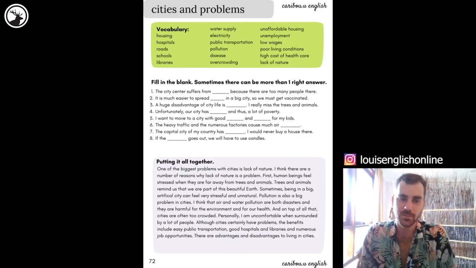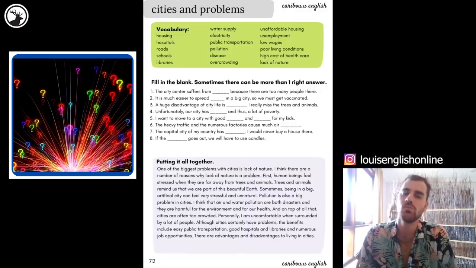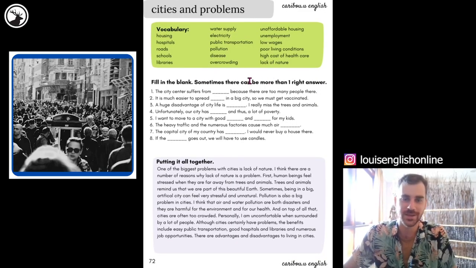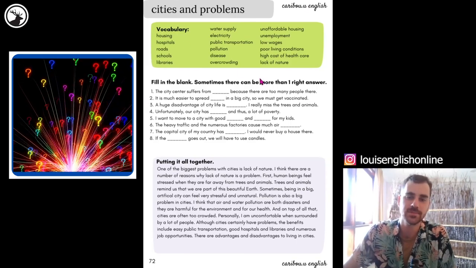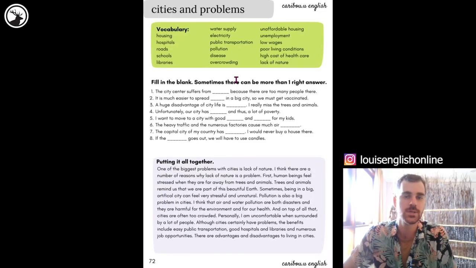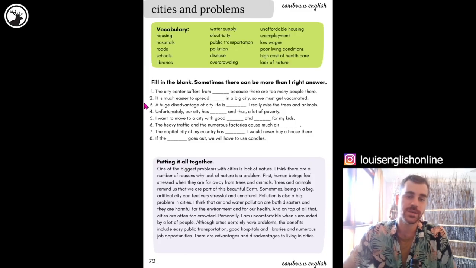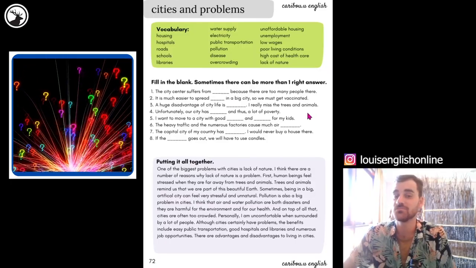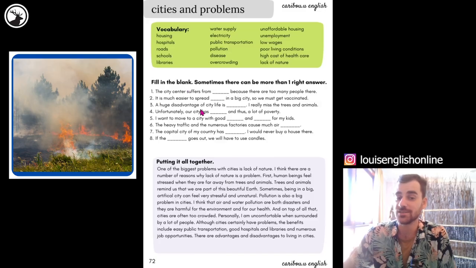Fill in the blanks, okay? Number 1, the city suffers from blank because there are too many people there. What do you think? Overcrowding. The city suffers from overcrowding because there are too many people there. Number 2, it is much easier to spread blank in a big city, so we must get vaccinated. What do you think? It's disease. It is much easier to spread disease in a big city, so we must get vaccinated. Number 3, a huge disadvantage of city life is blank. I really miss the trees and animals. Lack of nature. A huge disadvantage of city life is lack of nature.